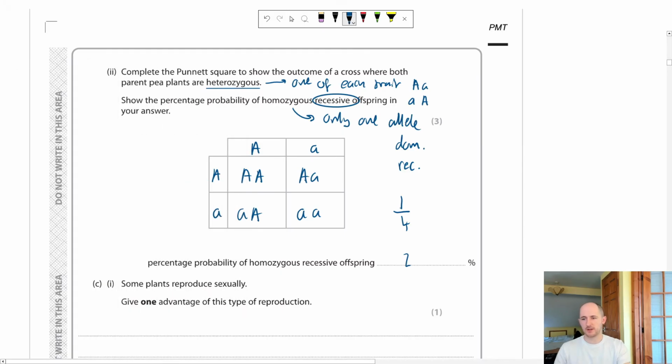So if I were to ask you, what's the probability of getting a homozygous dominant offspring, it's still 1 in 4, so 25%. If I asked you the probability of getting a heterozygous offspring, that's 2 out of 4, so that's a half, which is 50%. So, I hope that makes a lot of sense now.